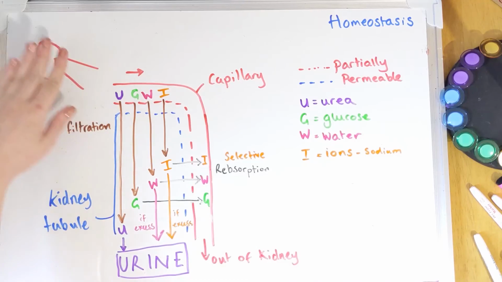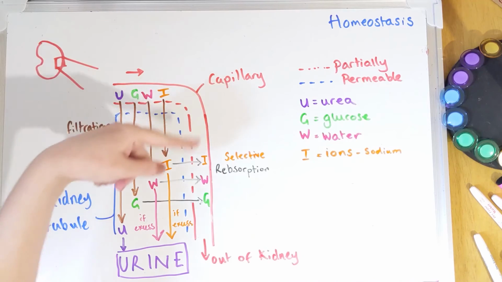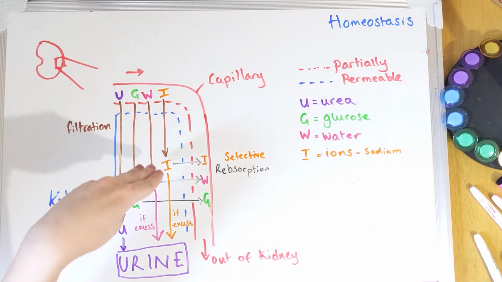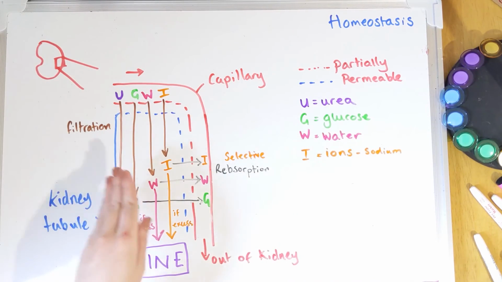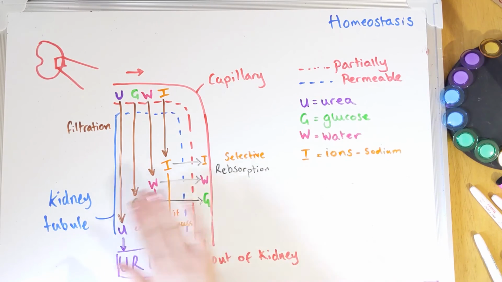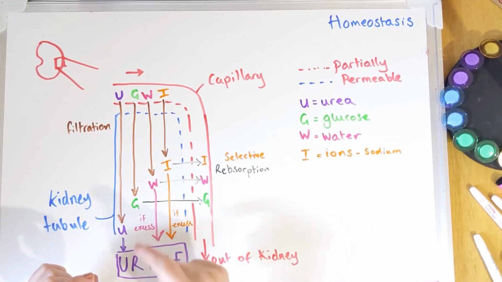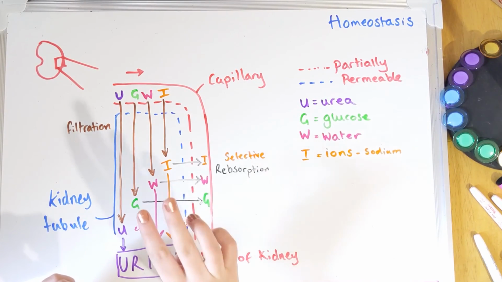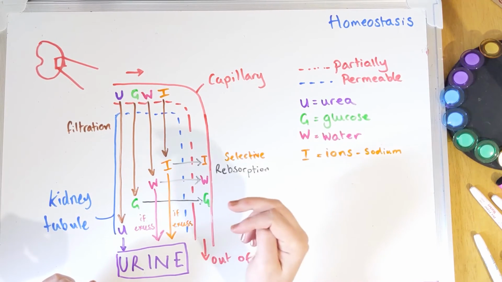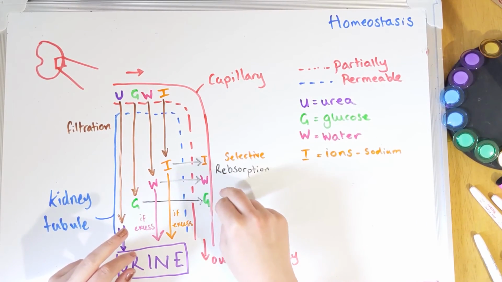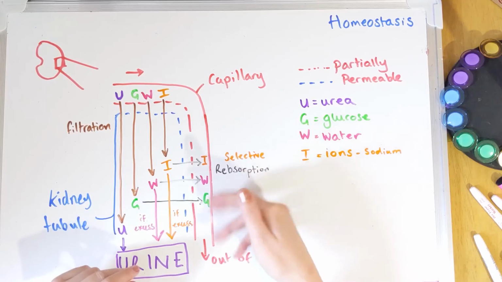So you need to know the filtration stage, the stuff coming in, all gets dumped into the nephron or the kidney tubule. Then you need to know what gets moved where and why. So glucose is always moved back into the blood to be used for respiration. Urea is always moved into urine because it's a waste product. And water and ions will either go into the capillary, or more will go into the capillary if your body needs them, and less will go into the capillary if your body doesn't need them, so they're excess.